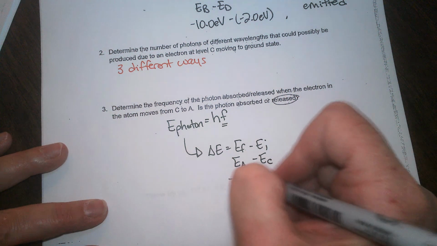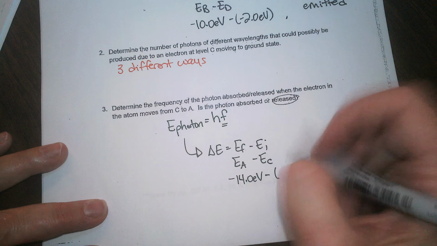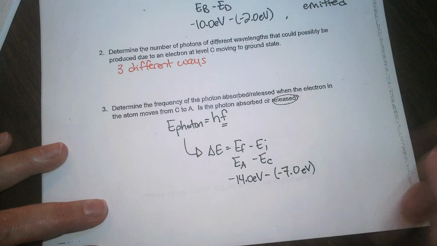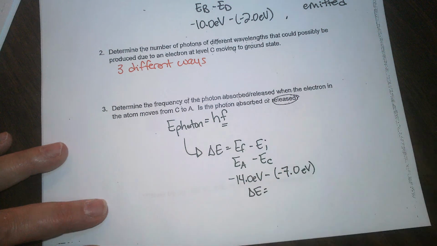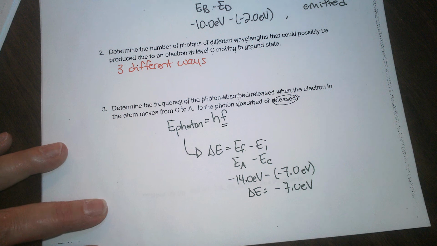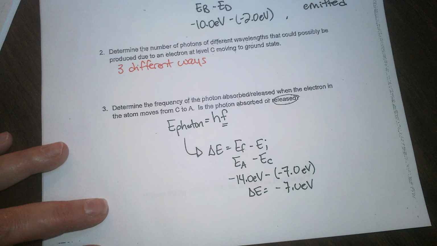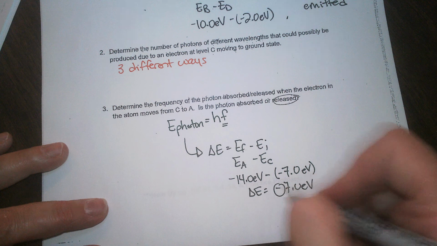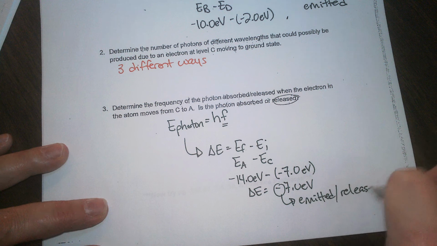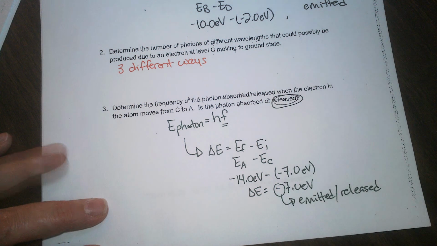So negative 14 electron volts minus negative 7 electron volts. So the change in energy is... at this point, can we tell if this photon has been emitted or absorbed? Yes. How, Avery? Because it's a negative. Okay, so we can answer that part of the question.